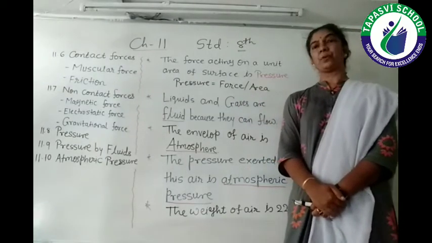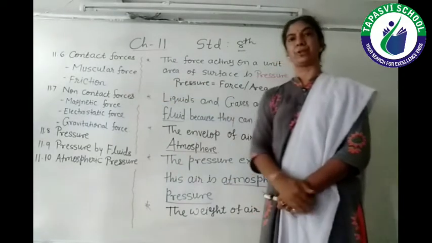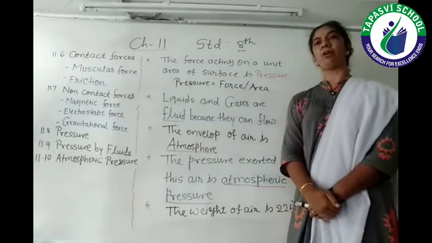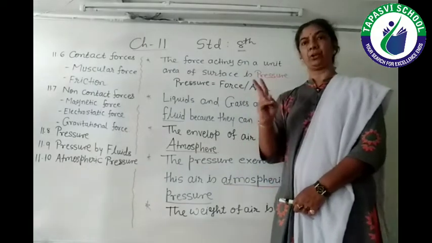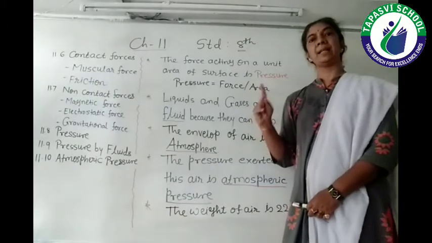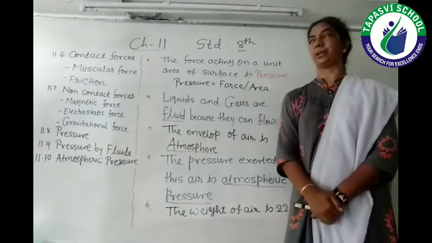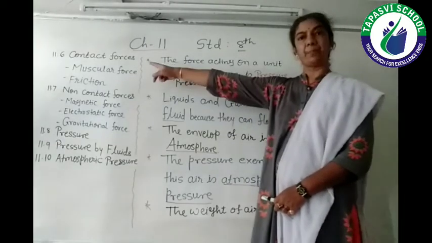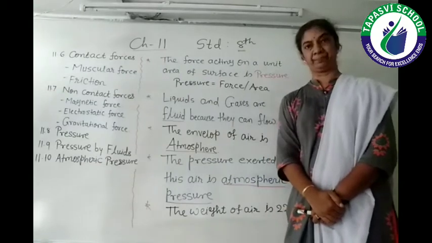But at this point, both muscular and frictional force need physical contact between objects. So we have two things which are interacting. One is the surface and the second is the object which is in physical contact, and that's why this type of force is known as contact force.